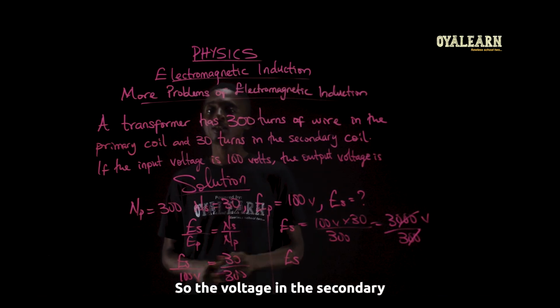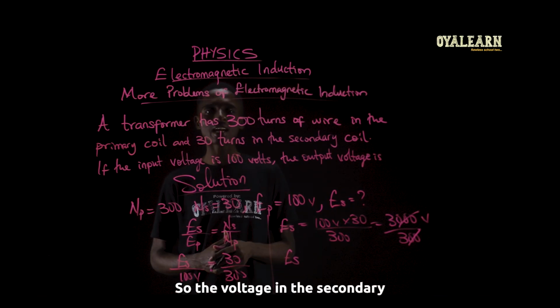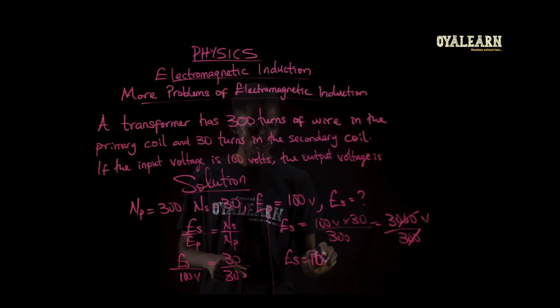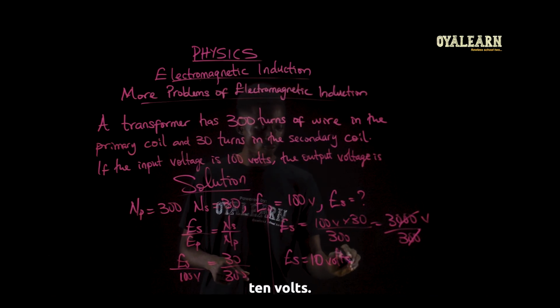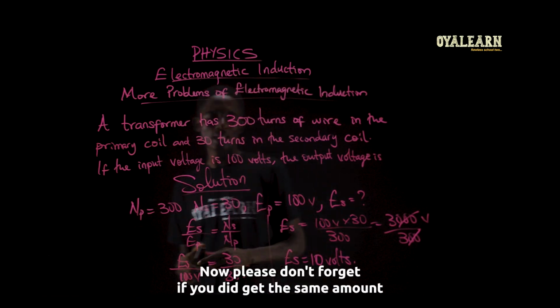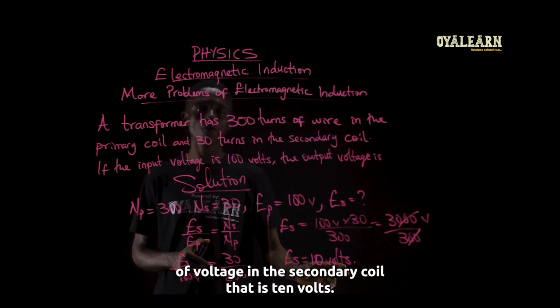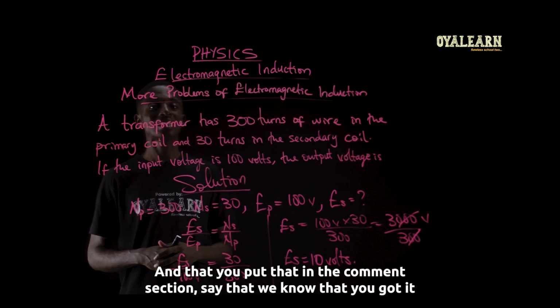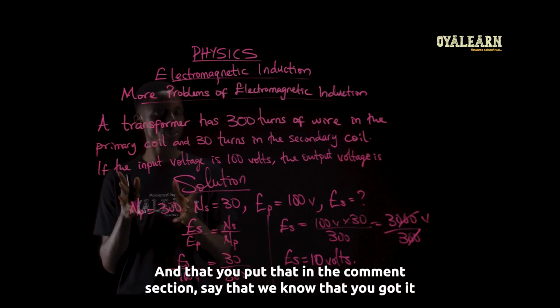So the voltage in the secondary coil is going to be 10 volts. And that's the solution to the problem. Now please don't forget, if you did get the same amount of voltage in the secondary coil, that is 10 volts, ensure that you put that in the comment section so that we know that you got it right.